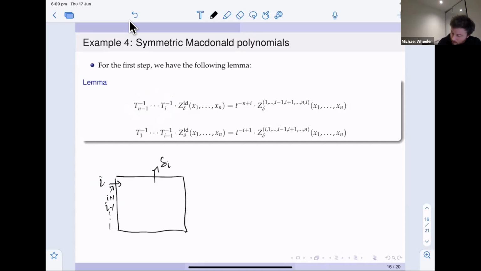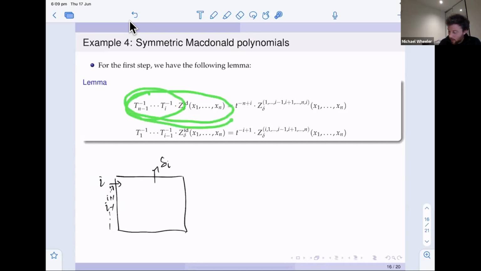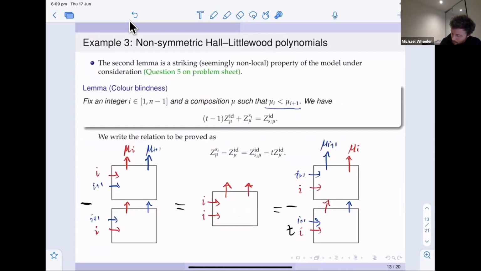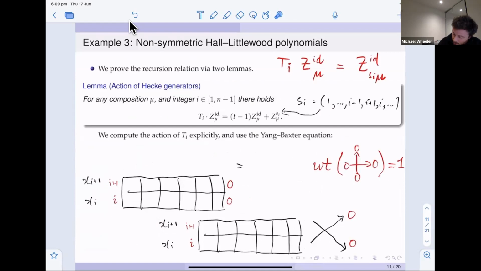And actually, this action here, we've already proved this action here. So this is essentially a consequence of something that we already saw. So this might be a little bit confusing now, but in this relation that we already proved, I can rewrite that relation. So I can just take this t minus 1 and bring it to the other side, and then I get t_i minus t minus 1 acting on z identity mu is equal to z s_i mu.